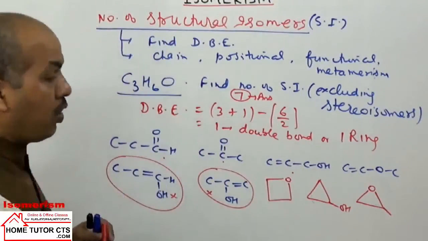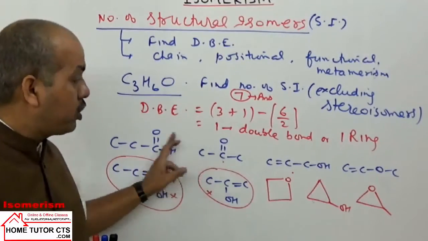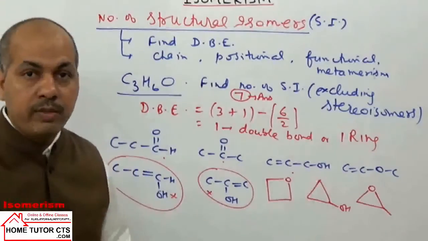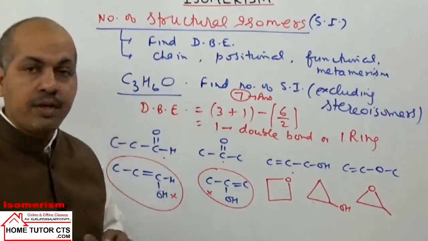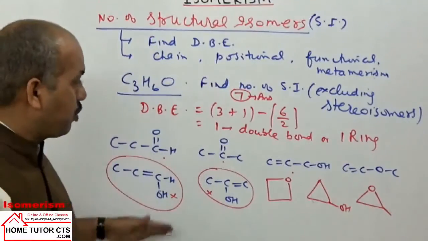So we have to think on all possibilities. What all will we think? Functional isomerism, then metamerism, positional isomerism, ring chain isomerism, then you can find the number of isomers. I hope you got this point. Now let us take some examples for your practice.